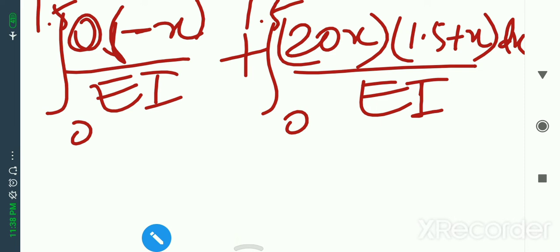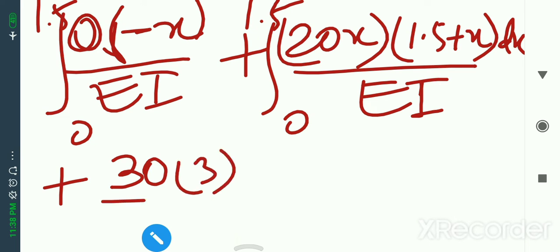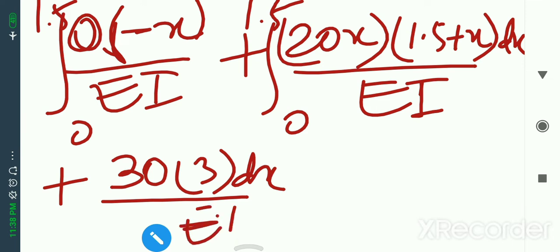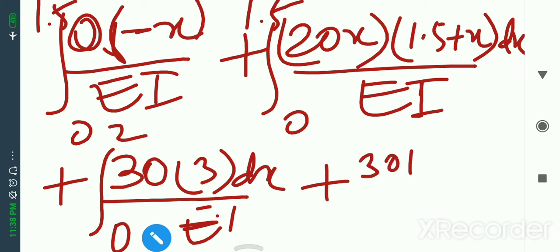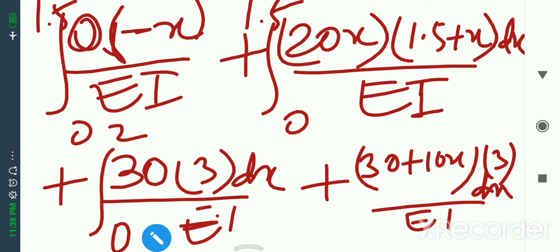For part CB, capital M is 30, small m is 3, into dx by EI. This limit is 0 to 2 because the length of part CB is 2 meters. And again for part BA, it is 30 plus 10x into 3 into dx by EI. This also has a limit of length 0 to 2 meters.